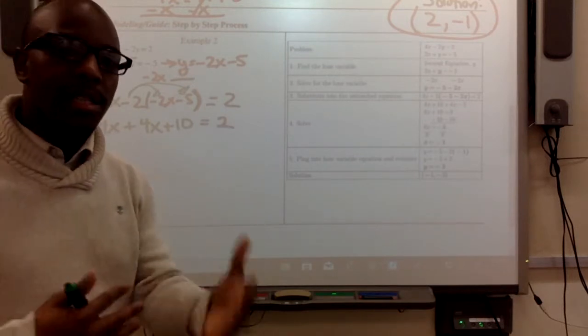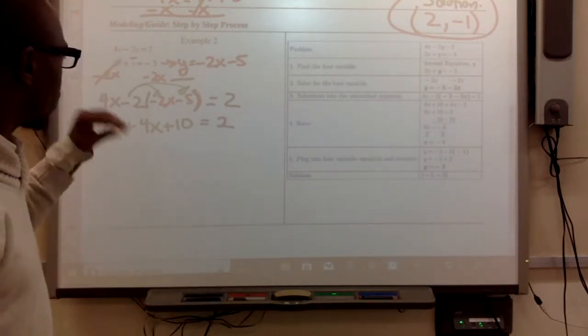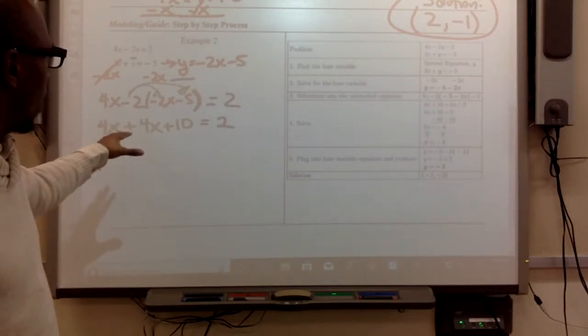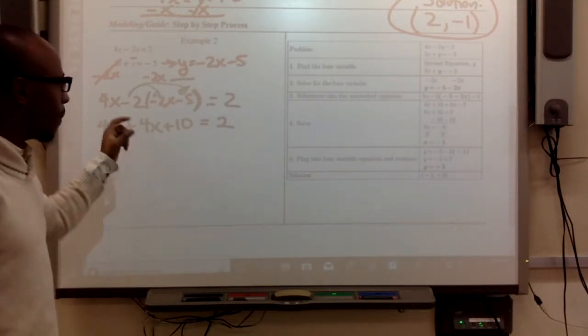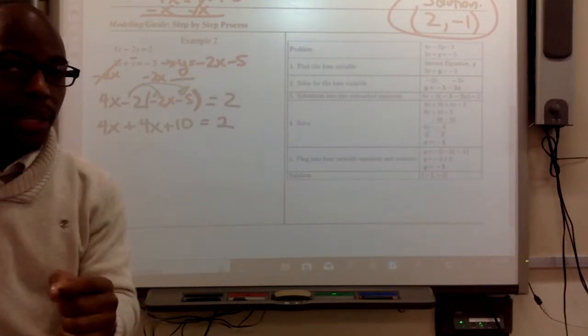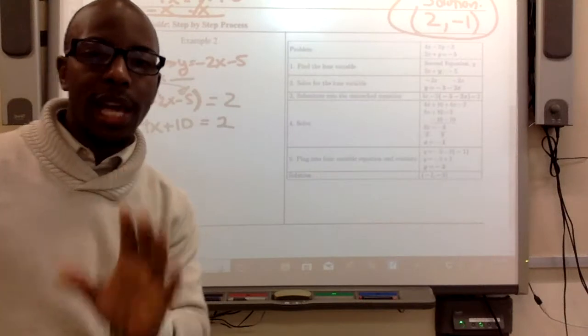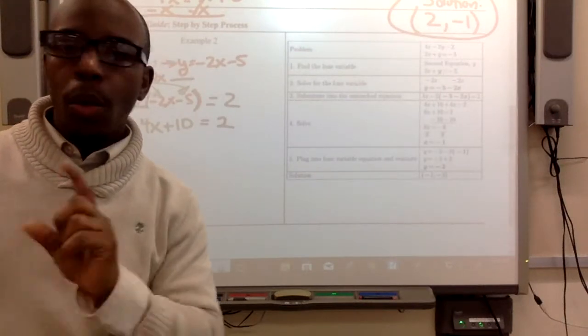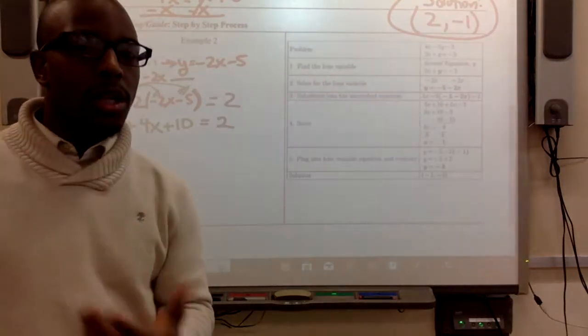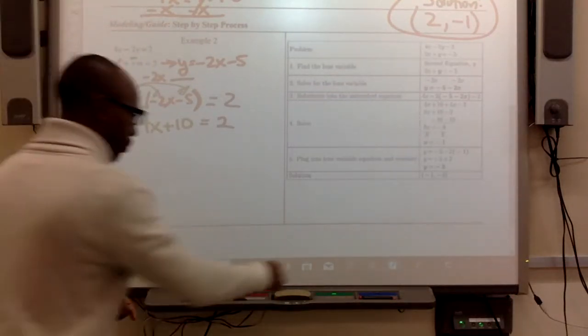This is great, because now I'm able to combine like terms and solve for x. Once again, we combine like terms and solve for x. After we get x equals a number, we plug it into either one of the equations, and we solve for y. All right? So let's go. Let's find out what x is equal to.